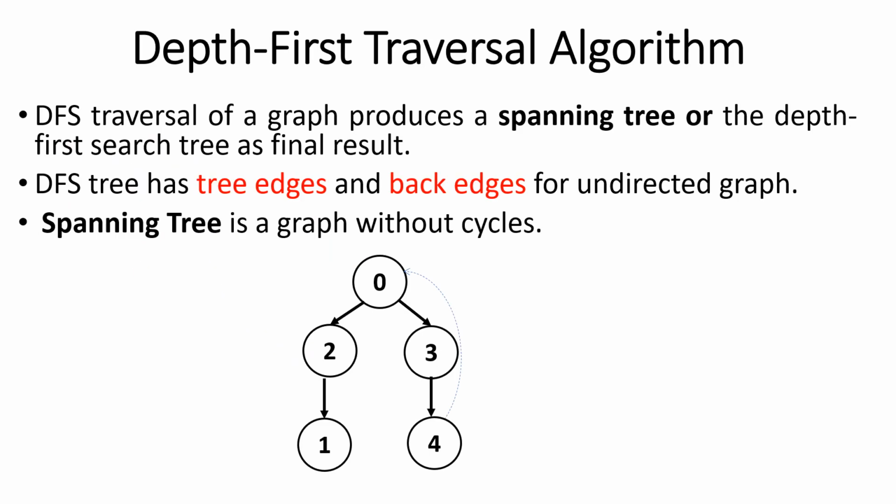The DFS traversal of a graph, whether it is directed or undirected, will produce a spanning tree or a depth first search tree as a final result. The spanning tree is a graph without cycle.